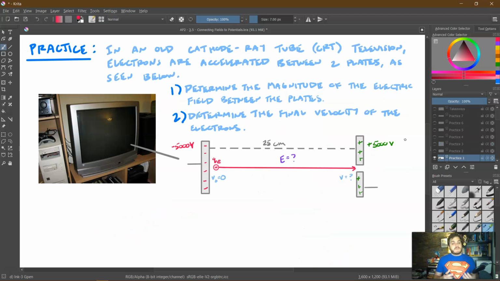So to conclude, let's do a practice problem here. Let's say in an old cathode ray tube or a CRT television. So just to make sure you see what that is, just like this picture here, this is like an old style television, the big boxy ones.